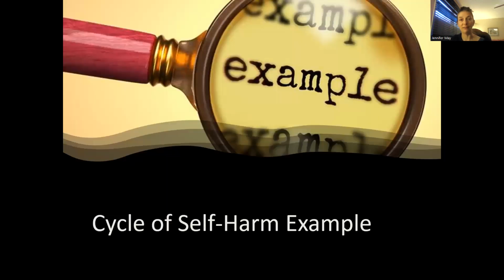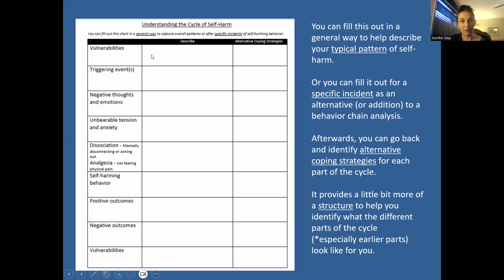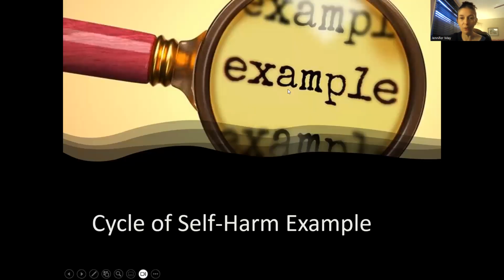All right, so I'm going to go over an example of how to apply this to a real situation. I'm going to use the same example I used in my behavior chain video. I'm not going to go through alternate coping strategies here because I did that in the first video, and it's going to seem very repetitious if I do the coping strategies, but it would be a similar idea, okay? All right, so here we go.